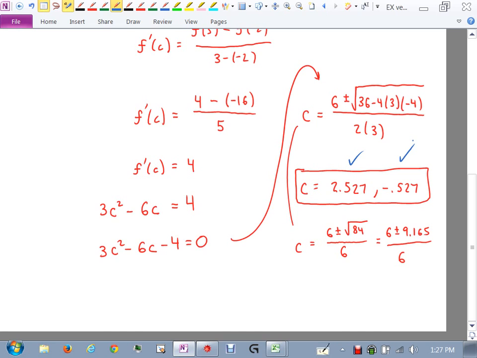Now, if one of them was outside the interval, I'd just scrap it. Okay? The other one would be my answer. Mean value theorem says, though, at least one of those answers must be between negative 2 and 3. What if it's not? You messed up. Somewhere, either the function wasn't continuous to begin with, or differentiable, or somewhere in your algebra something went off, or maybe something in your derivative was off. But the mean value theorem guarantees the existence of that. Okay?